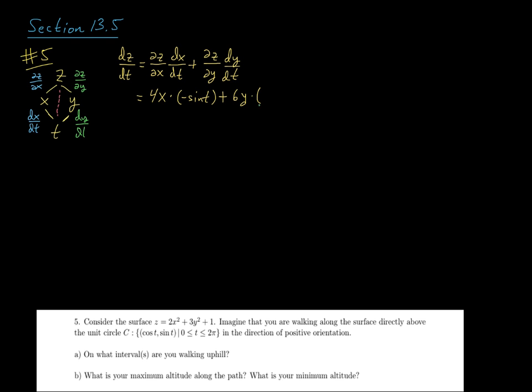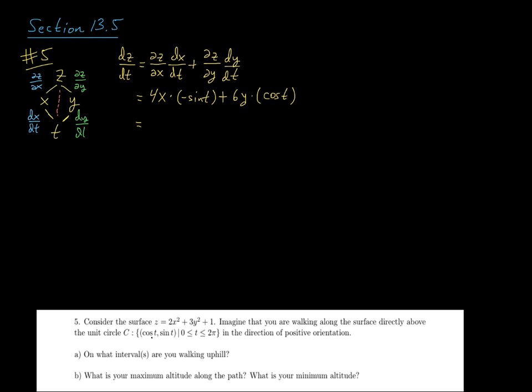And then I'm going to multiply that with dy/dt, and y is just the sine of t, so its derivative would be cosine. Okay, so now what I'd like to do is write everything in terms of t, because for a question like A, when it says on what intervals are you walking uphill, this is a reference to time, t. So it's going to be easiest to answer that if everything here for the derivative is in terms of t.